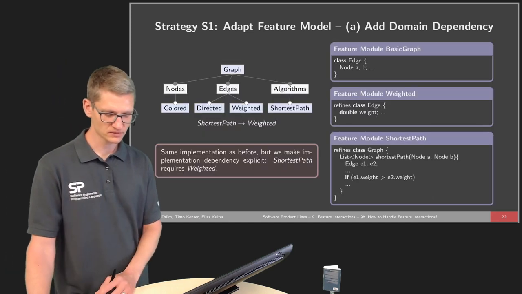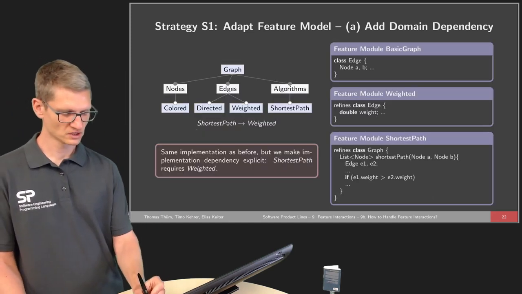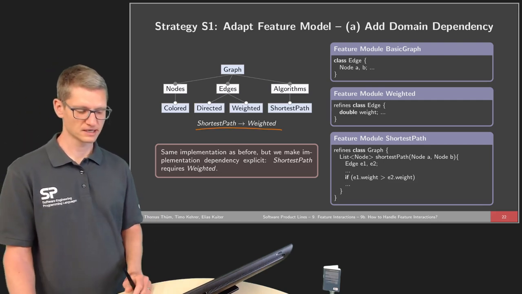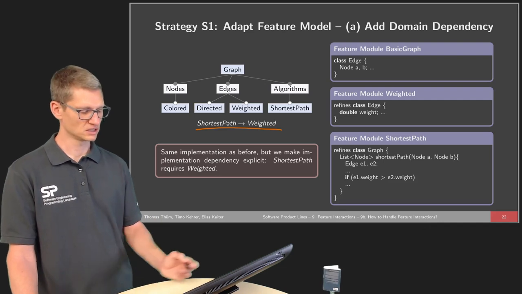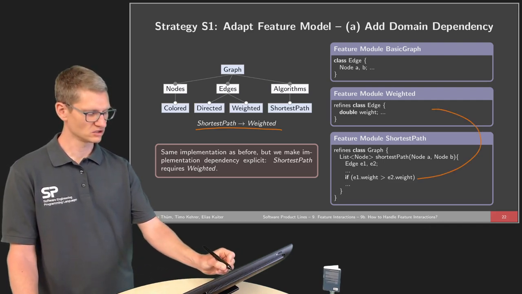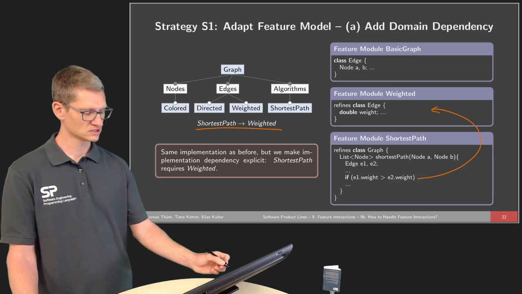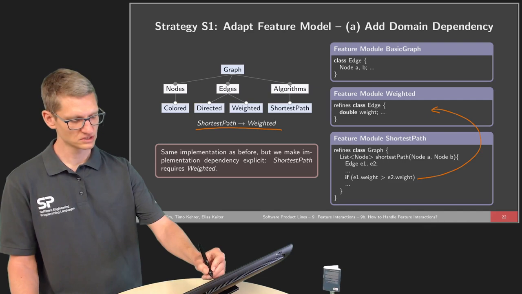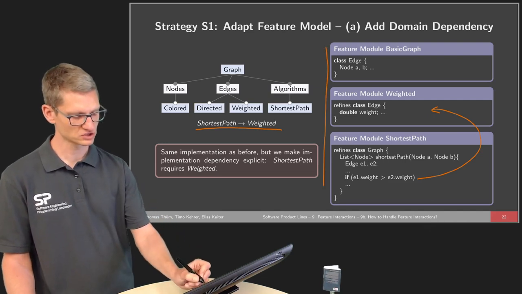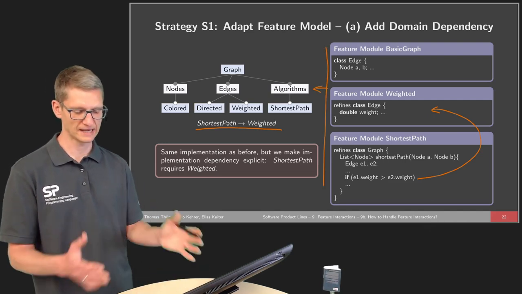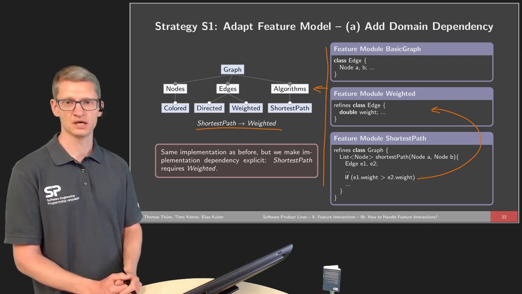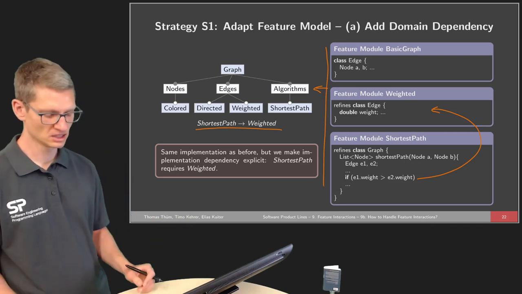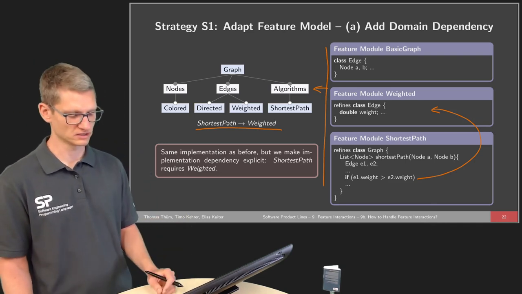So in our example, it could mean that we introduce a new constraint. So this is a cross tree constraint saying that whenever we select shortest path, we need weighted. Remember, we have this dependency over here that we access the weight. So we simply make this explicit also in the problem space. So what we do is we take a dependency from the solution space and we translate it into a dependency in the problem space. And basically, we forbid those combinations that are problematic when generating those.